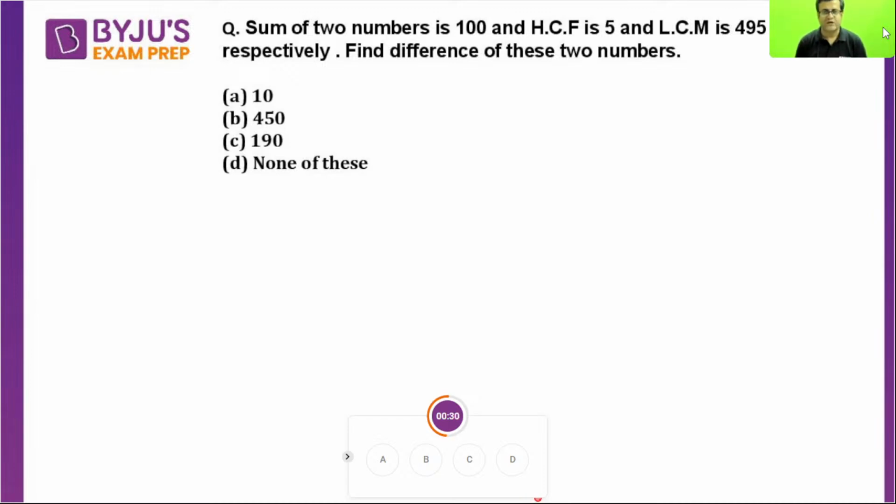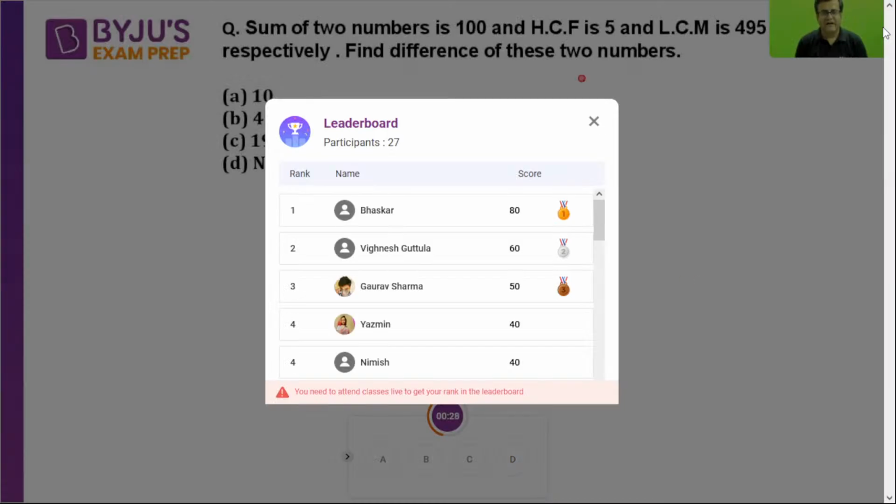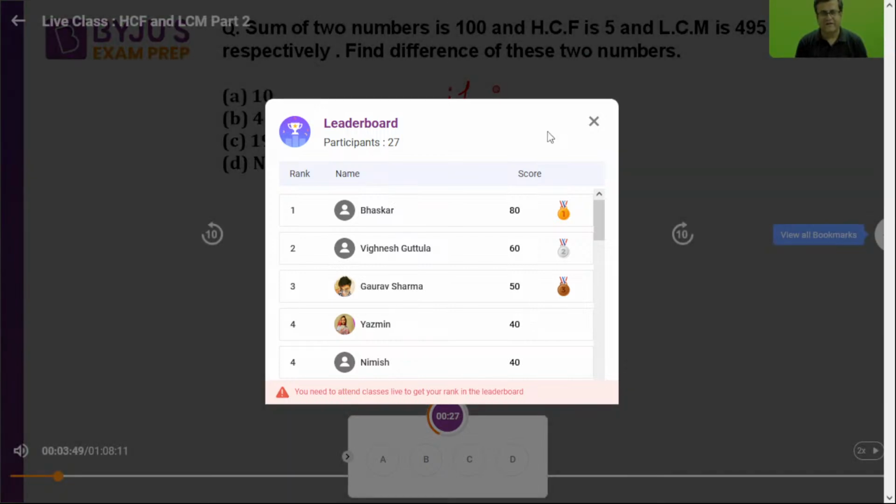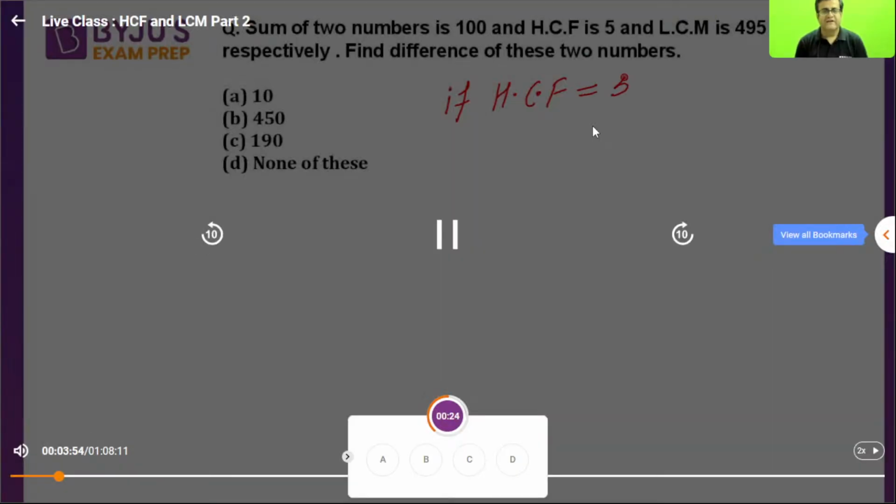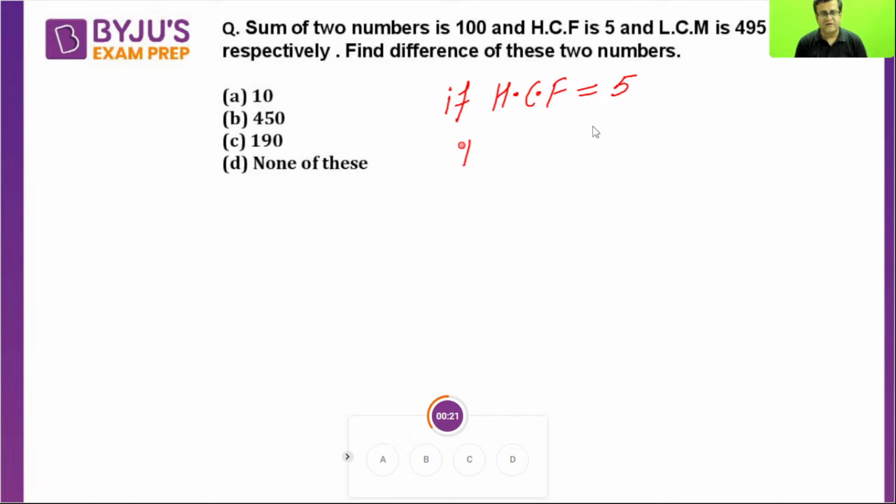Option A, 50% of students have given me the right answer. If HCF is given equal to 5, those who are not able to find out, please concentrate now. If HCF is 5, I can take the first number as 5x and the second number as 5y. It means the highest common value among these two numbers is 5. So the numbers will be 5x, 5y.